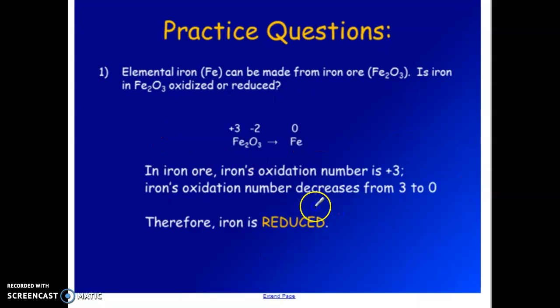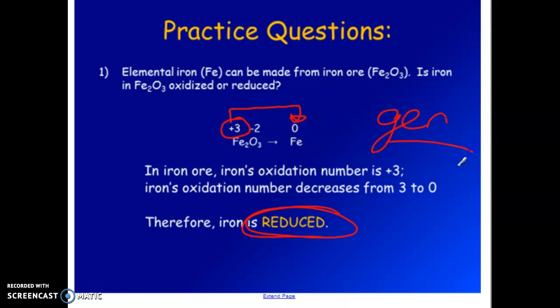All right, so hopefully you got that the iron is being reduced. So the iron in Fe2O3 is a simple iron positive 3, and elemental iron is a 0. So if it's going from positive 3 to 0, that means that it is gaining 3 electrons. So it's our GER portion of the line that says GER. So gaining electrons is reduction.